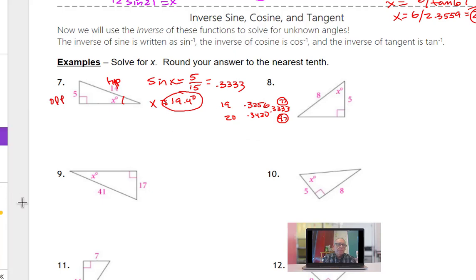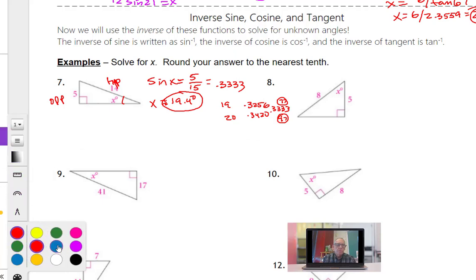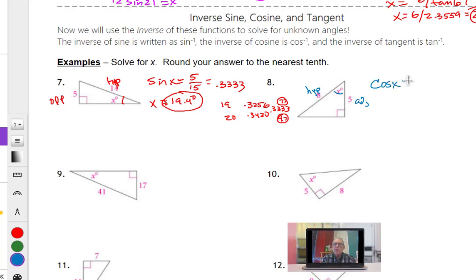Let's look at number 8. So number 8, x is our reference angle, 8 is a hypotenuse, 5 is an adjacent. So we have adjacent with hypotenuse, it's going to be cosine. Cosine x is going to be the adjacent, which is 5, with hypotenuse, which is 8. 5 divided by 8 as a decimal is 0.6250 out to 4 decimal places.